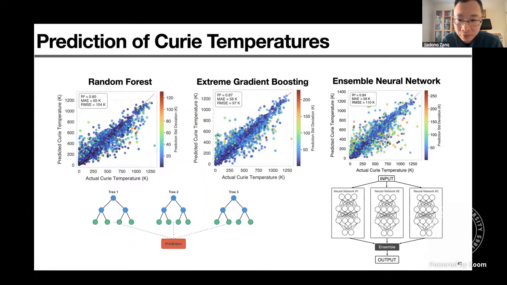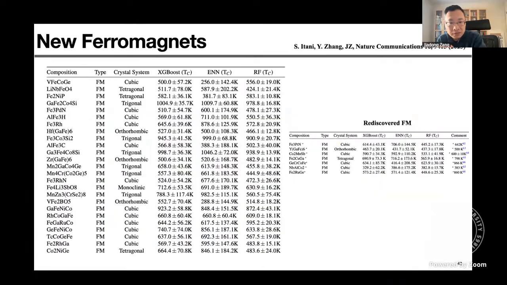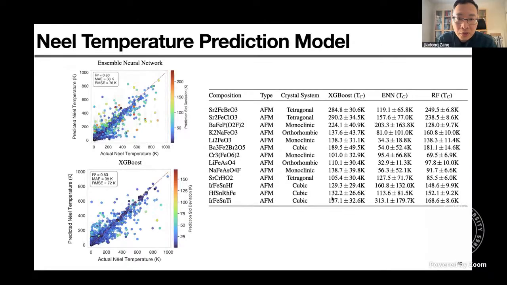And then we can predict the Curie temperature. We use random forest, another variant, gradient boosting, and ensemble neural networks. The R2 values are decently good, and based on this we predicted a list of ferromagnet materials from the Materials Project. Again, we find some materials that were actually experimentally synthesized. Here we only list the materials with a predicted Curie temperature above 500K. In general, the trend is consistent with the predictions from various models. We also identified some new antiferromagnets with large Néel temperatures, so I will skip that.